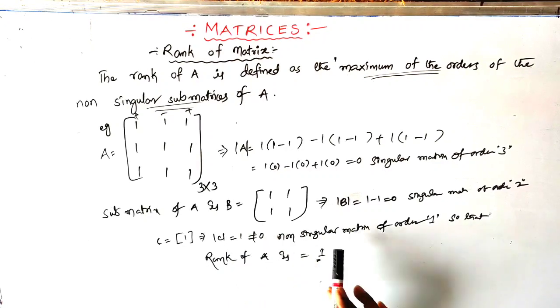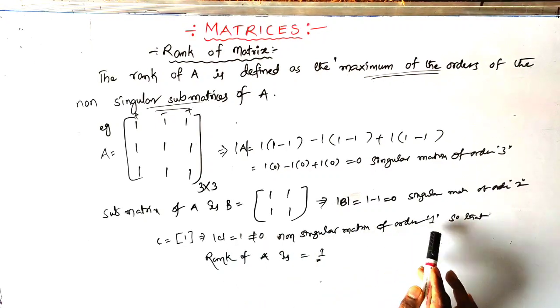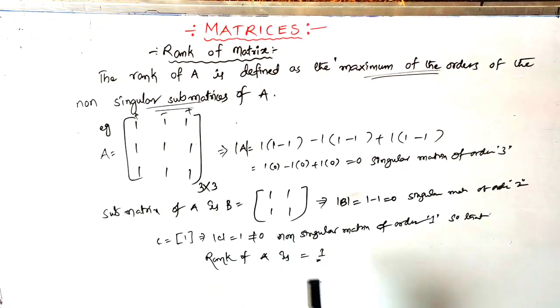Only 1 by 1 remains, so if we take 1, the determinant of that one is nothing but 1 we get here. So that is not equal to 0. Now a non-singular matrix of order 1 we get here. So that's why the rank of A is nothing but 1.